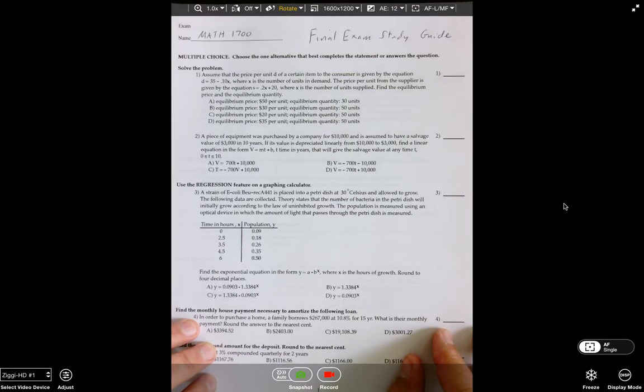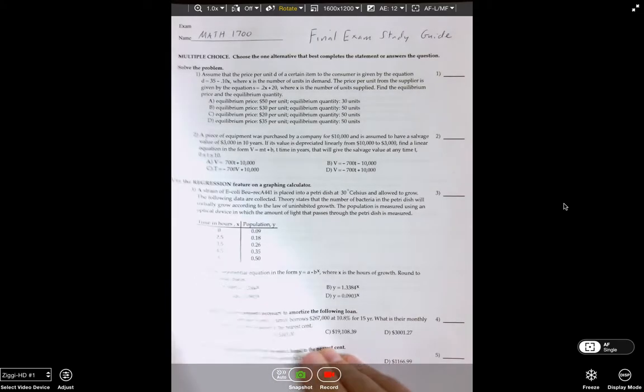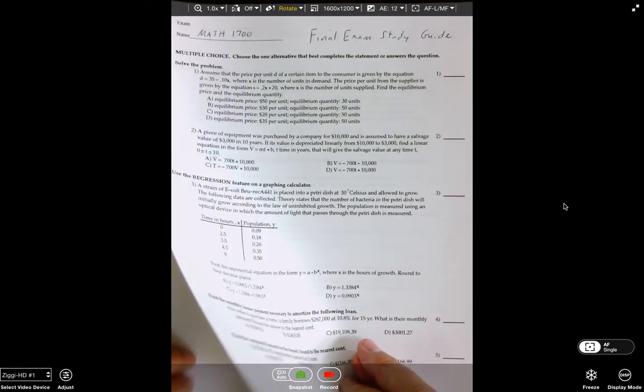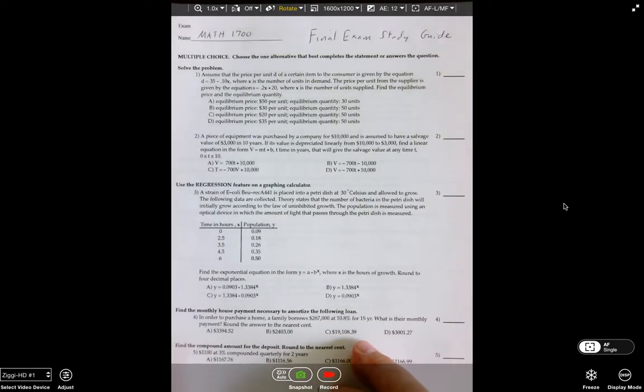All right, guys. Final exam study guide for 1700. I don't know if I'm going to get through this. As I look through here, there's seven pages of questions. There are 20 questions. I'm not sure if I'll get through this in one video or not. We'll just see how it goes.